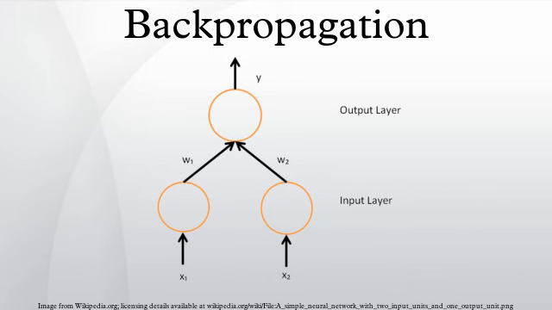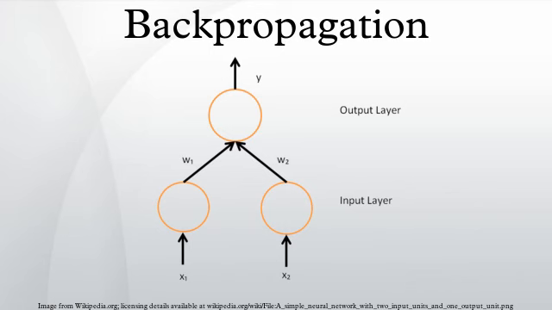Summary: the backpropagation learning algorithm can be divided into two phases, propagation and weight update. Phase 1, propagation. Each propagation involves the following steps: forward propagation of a training pattern's input through the neural network in order to generate the propagation's output activations. Backward propagation of the propagation's output activations through the neural network using the training pattern target in order to generate the deltas of all output and hidden neurons.